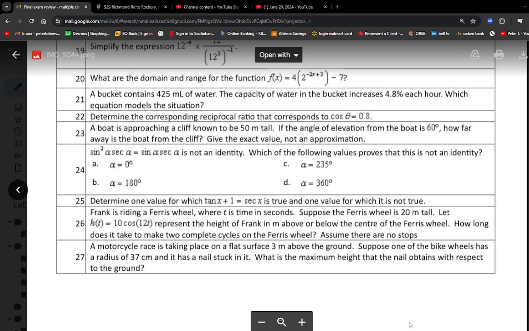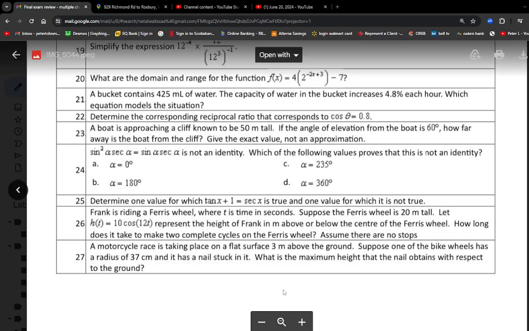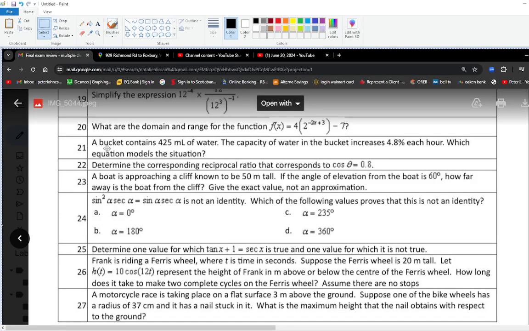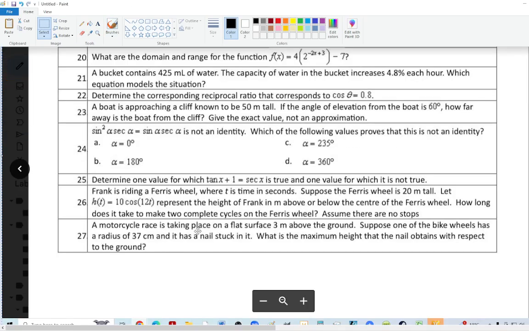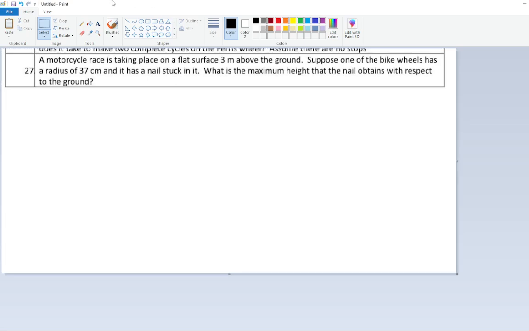Okay, this is question 27 now. It'll be fairly easy because this one doesn't really ask us to construct, I don't think. What is the maximum height the nail can obtain? So really you just have to understand your max height and you have to understand the question. Again, the problem is that some of this is in centimeters and some of this is in meters, so you have to convert it.